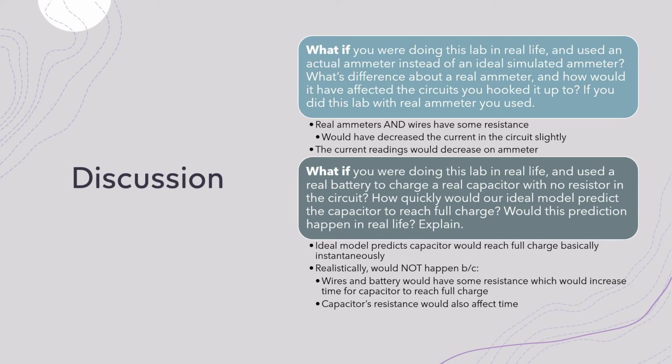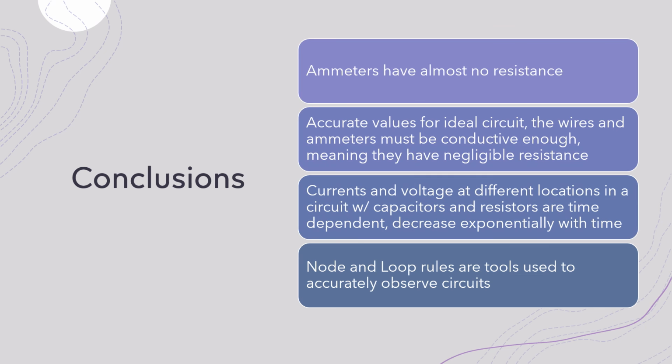What if you were doing this lab in real life and used a real battery to charge a real capacitor with no resistor in the circuit? How quickly would our ideal model predict the capacitor to reach full charge? Would this prediction happen in real life? Explain. So the ideal model predicts the capacitor will reach full charge basically instantly. And this really wouldn't happen because wires and batteries have some resistance, which would increase the time for the capacitor to reach full charge, and the capacitor's resistance would also affect that time.